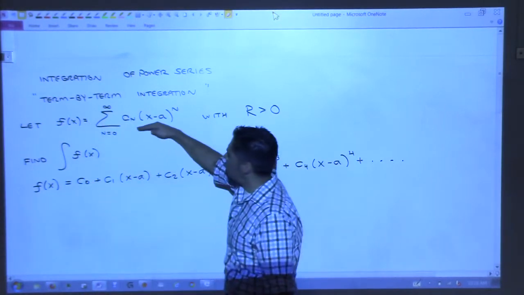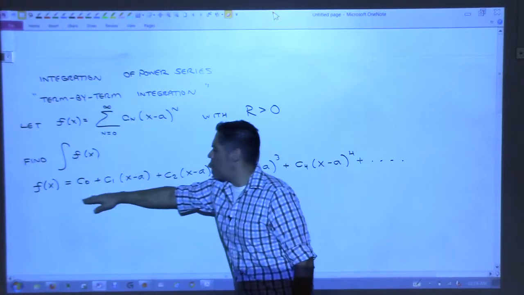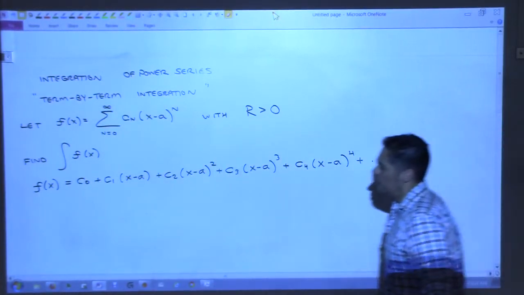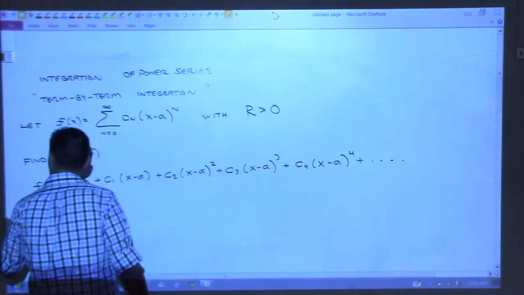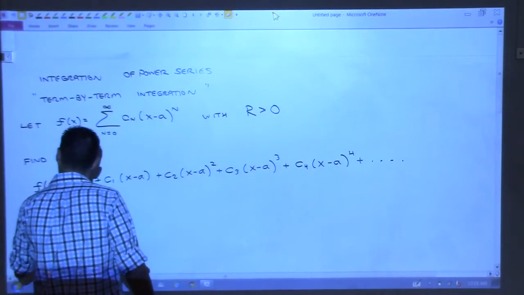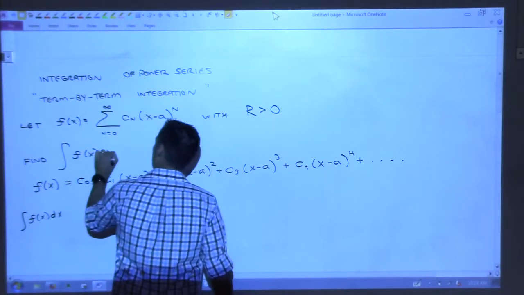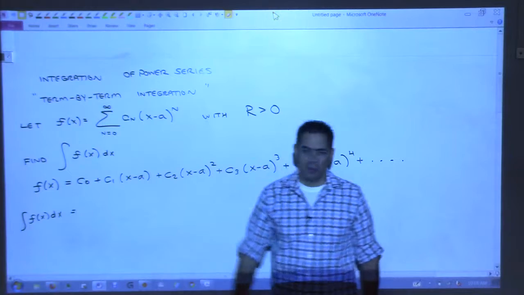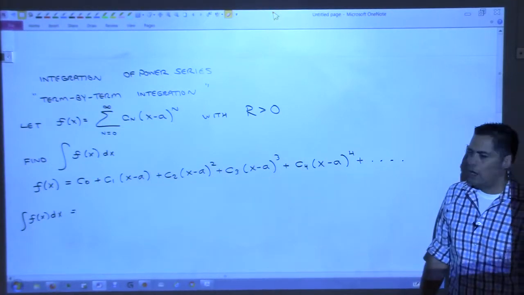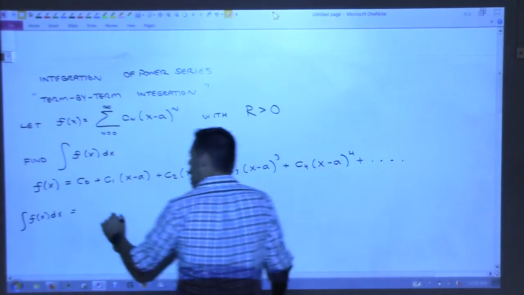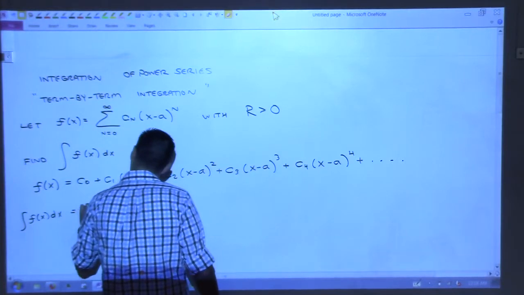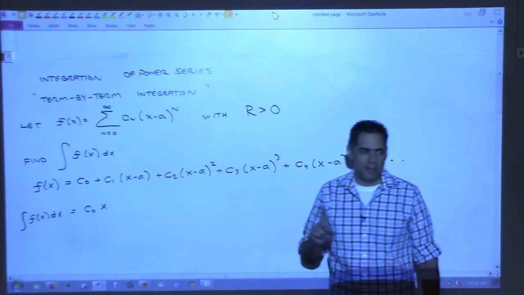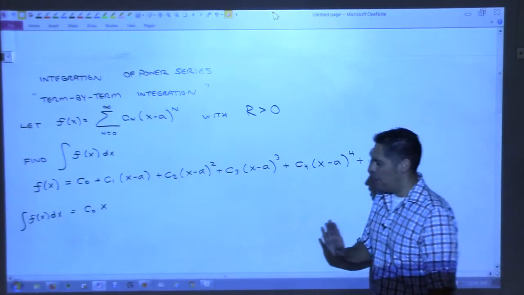So here's the power series we're looking at. We want to find the antiderivative. I've written out the power series. Now let's do the integral of each one of these. So the antiderivative of this is equal to, what's the antiderivative of a constant? Constant times x. So c sub 0 times x, right? Okay, now I'm about to do something that's a little weird. Just see if you follow me.